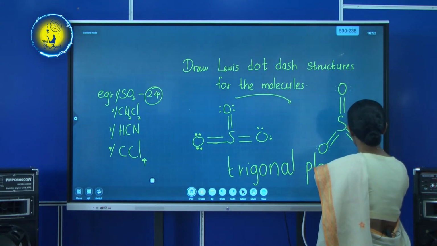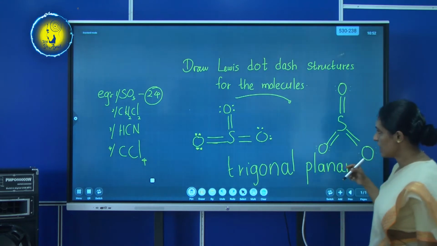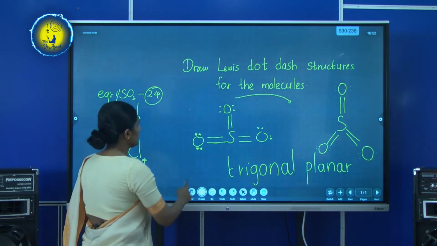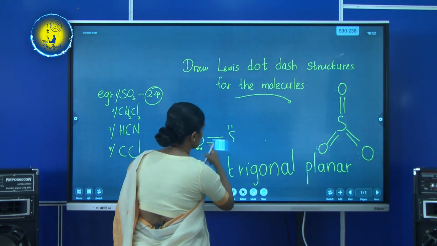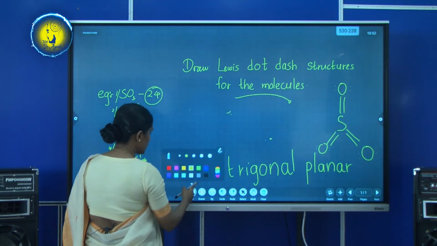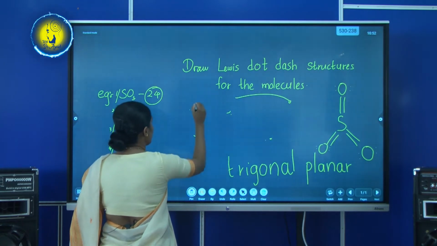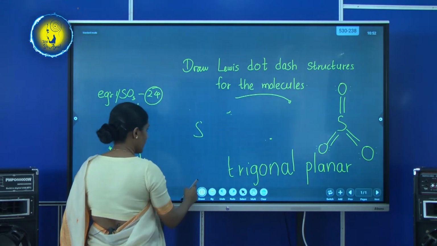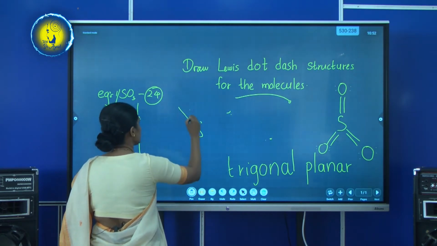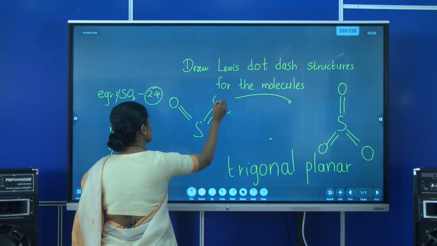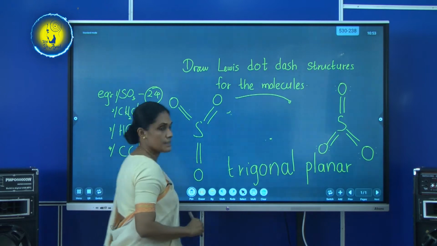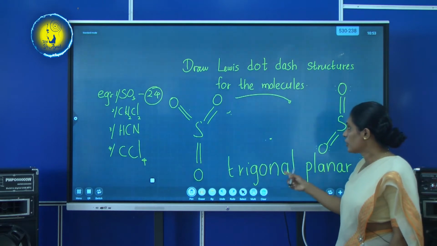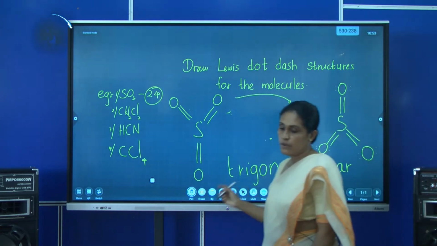Now you will ask, teacher, can't we change this? Yes, you can change. How do you change this one? When you keep a mirror, what will happen? If you want, you can go for this diagram. Sulfur, oh I'm sorry. Either way is accepted. See, the same thing in different ways. We call this trigonal planar, right?